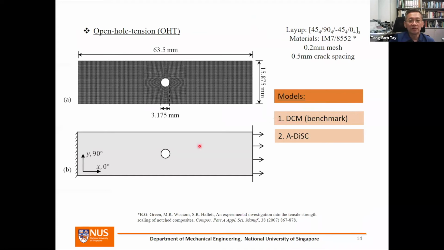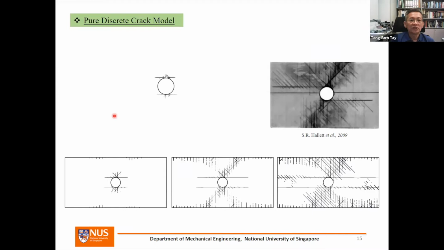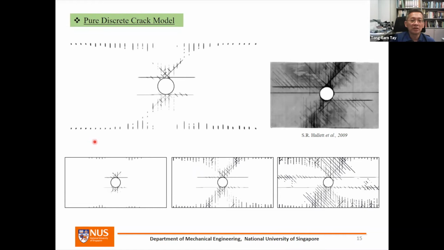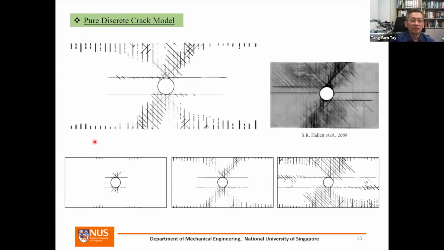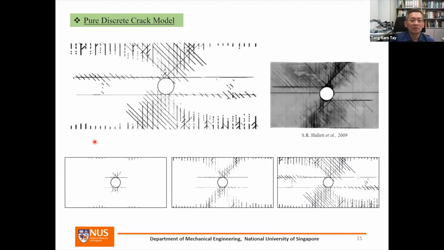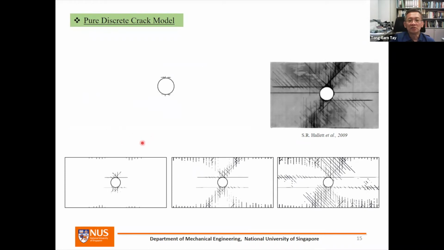So we can benchmark this kind of model with open hole tension, for example, for which experimental verification and data is available. So in this case here, the benchmark is to have a pure discrete crack model. So even in this case, we have to make assumptions of how much crack spacing there is and so on and so forth.